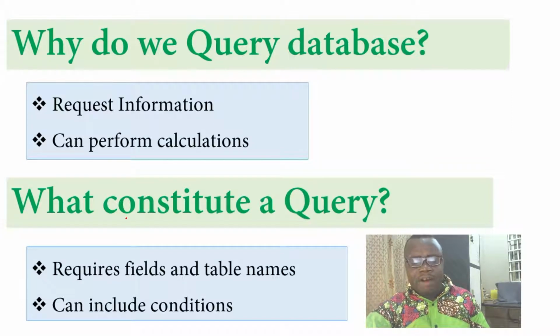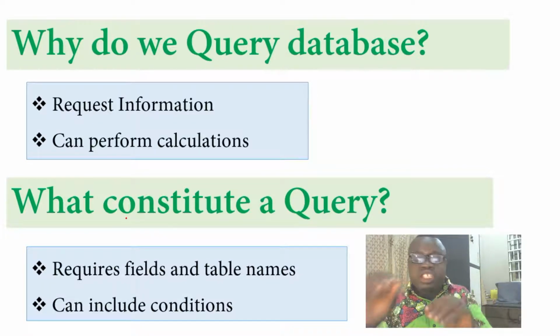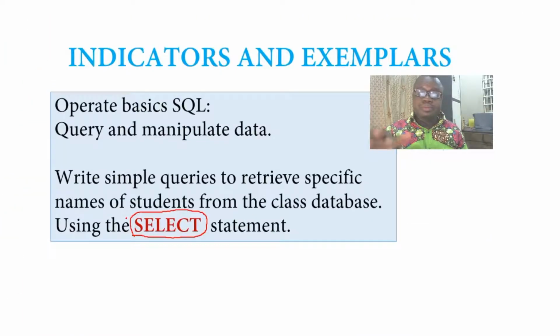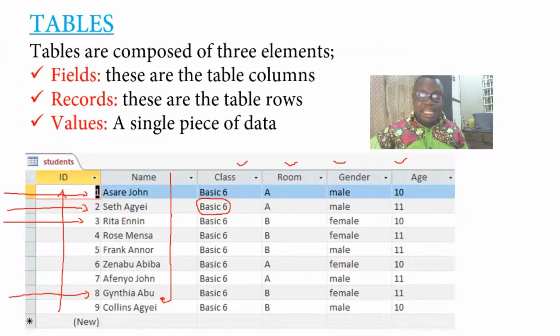Very good. Now, what constitutes a query? This is very important. The query we are talking about, how does it look? Is it a tall person, slim, fat, whatever? If you understand the constituents of a query, or what forms a query, then you will know how a query will look. So one, a query requires field and table names. That is why I was explaining the field, and then I also mentioned the table name to be the student table.